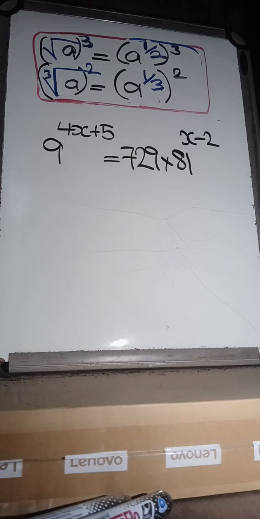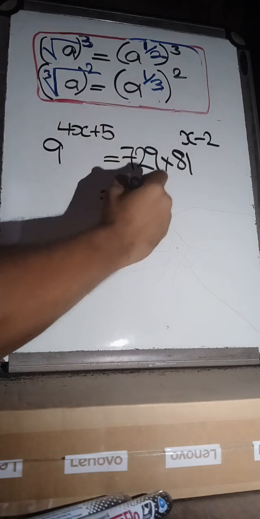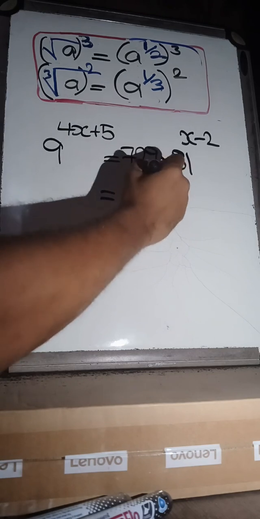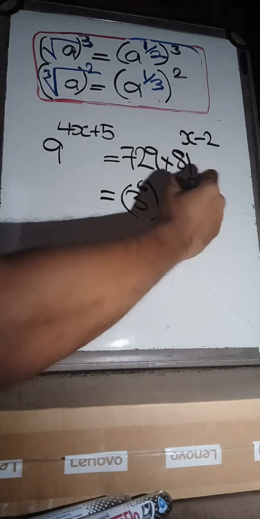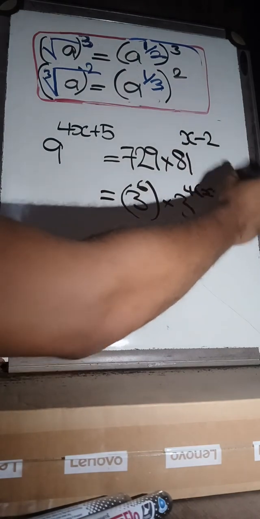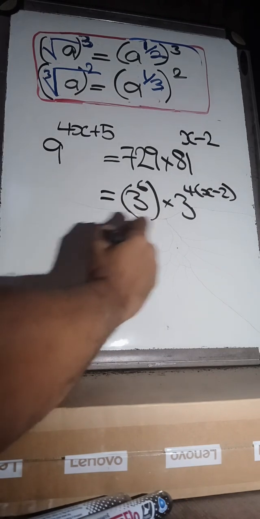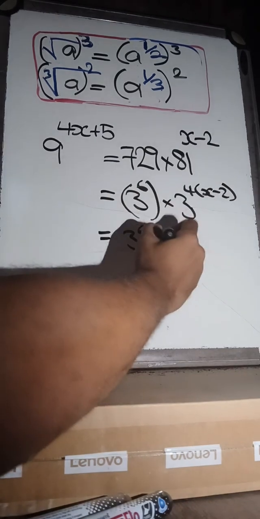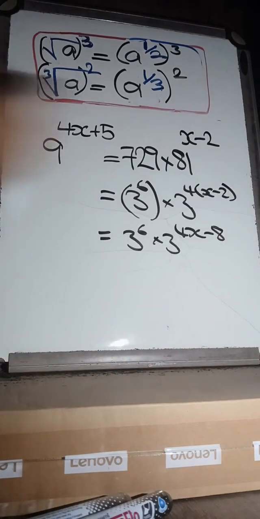Now, I know that this is 3 raised to the 6 based on what we did before. So we know that. This is 3 raised to the 4, which is being multiplied by x minus 2. So that's going to be, just on this side alone, 3 raised to the 4x minus 8.